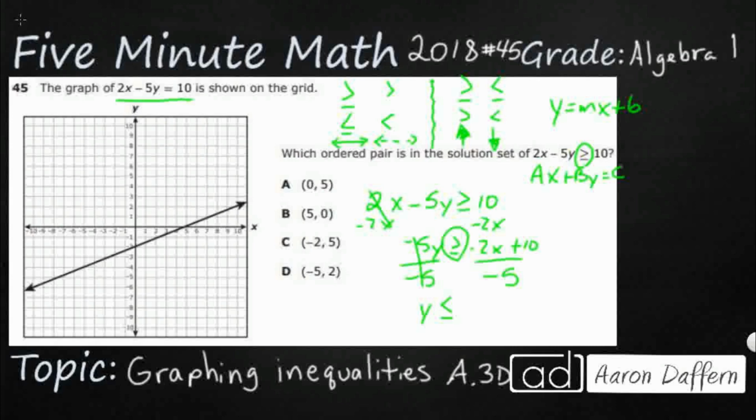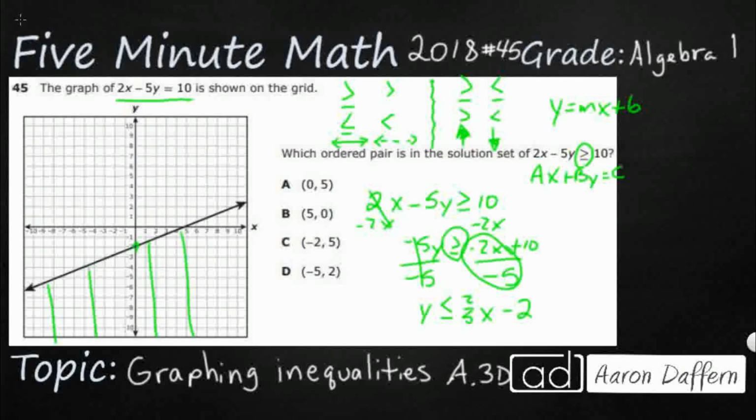Now it's going to be negative 2x over negative 5. You can distribute this out, so that's going to be just 2/5 x. And then that's 10 over negative 5. That's going to be minus 2. So now, here's my actual inequality in slope-intercept form. You notice I've got a 2/5, so that means the slope is going up 2 over 5, the rise over run. I've got my y-intercept of negative 2, and it's a less than or equal to, which means I need to shade below.